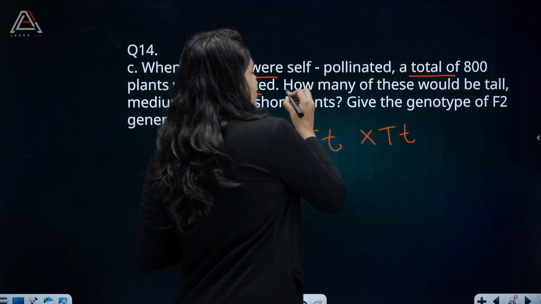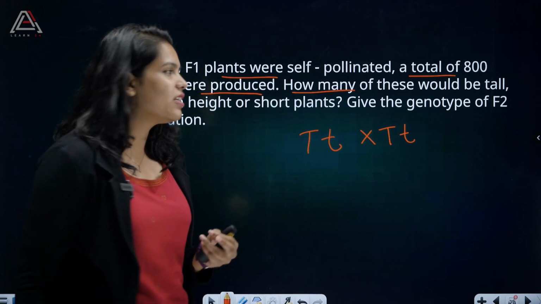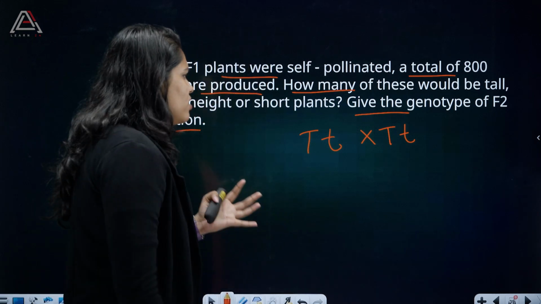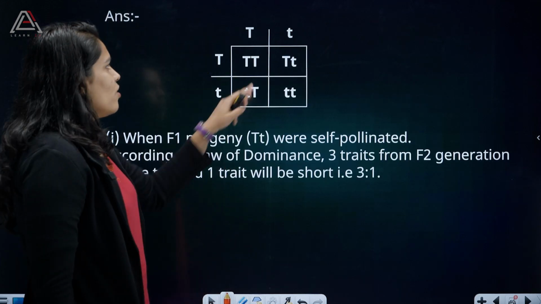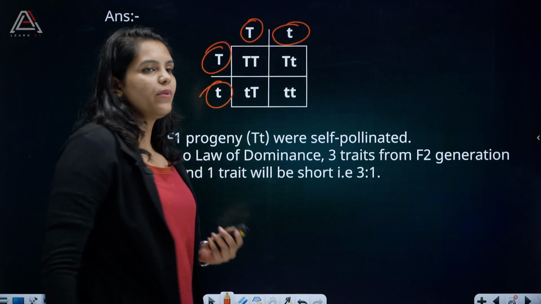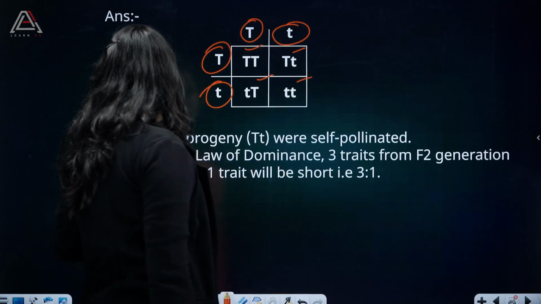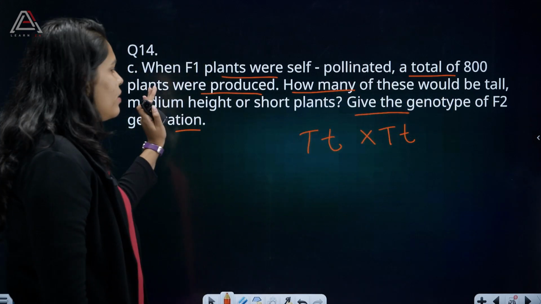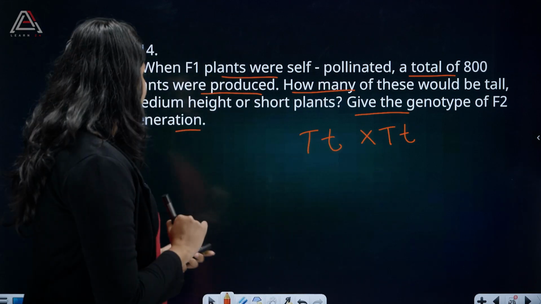Okay, the next part of the question is how many of these would be tall, medium or short plants, and give the genotype of the F2 generation. Very simple question, you just have to understand how this cross happens. So you can see in this cross, when a capital T and small t plant is self-pollinated with a capital T and small t plant, you will get these characters, right? In the first part of the question, they asked how many of these would be tall, medium or short plants, and the second part is to give the genotype of the F2 generation.